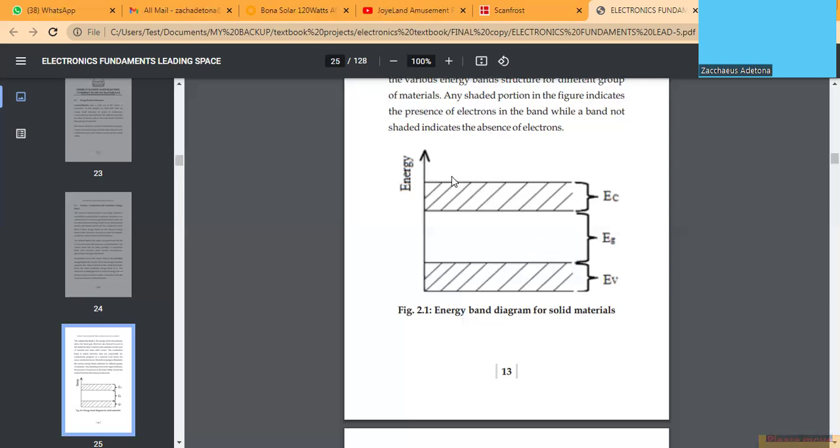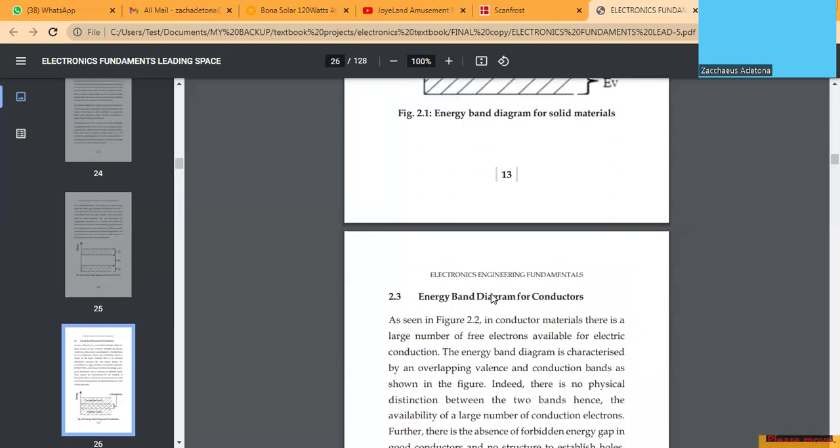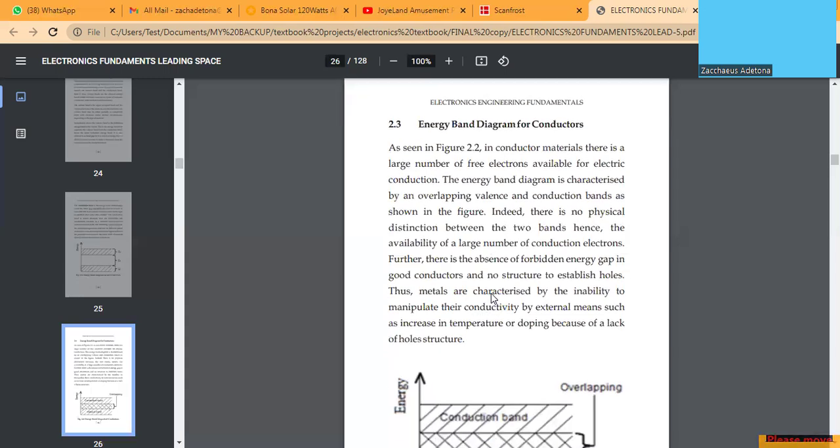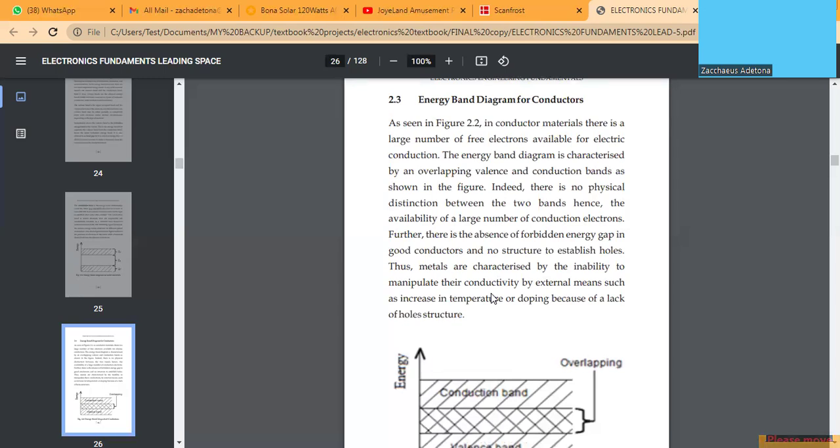So that is the sketch that demonstrates this energy structure of solid materials, generally speaking. Now, we can classify solid materials as either conductors, insulators, or semiconductors. Now, for the energy band diagram of conductors, we realize that there's going to be an overlapping of the valence band and the conduction band, because the electrons present in the valence band are already present in the conduction band.